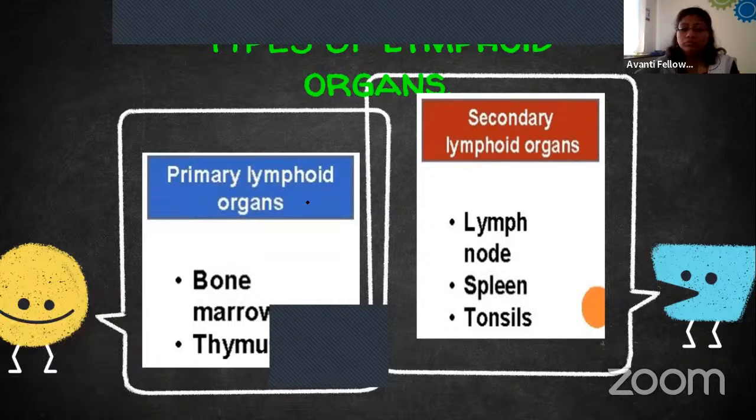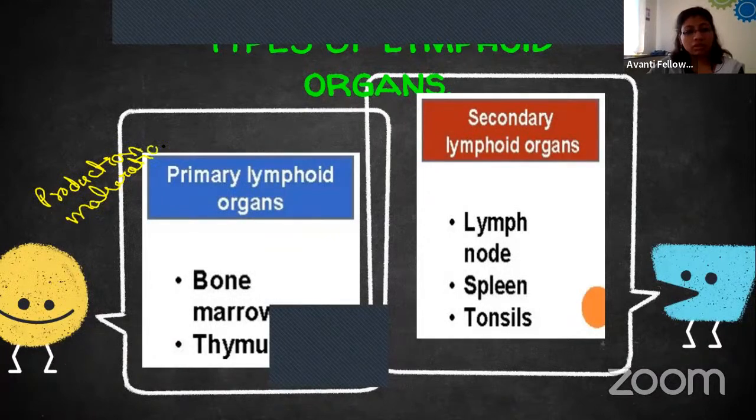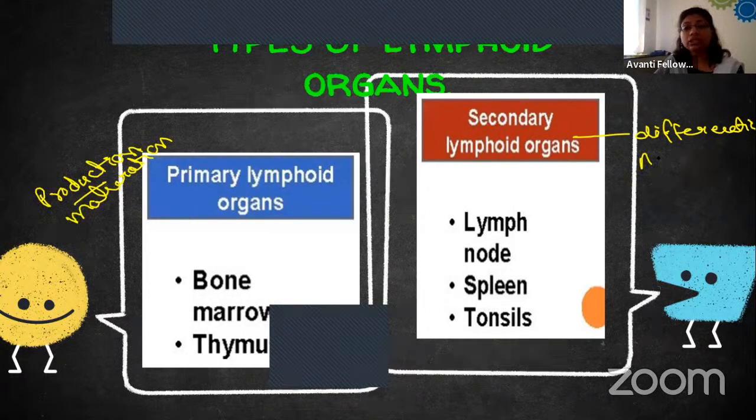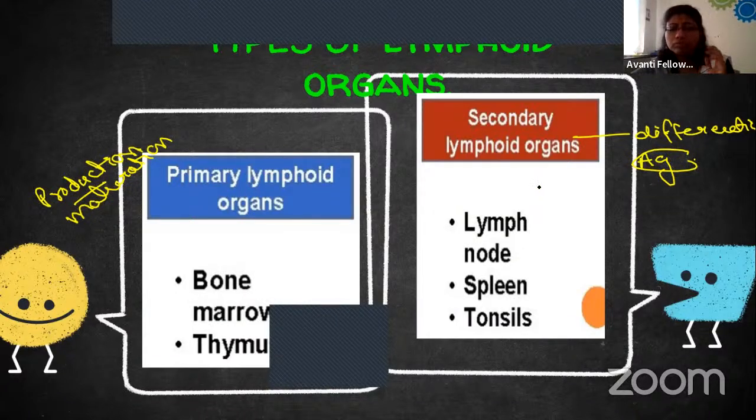is that primary lymphoid organs are responsible for the production and maturation, whereas secondary lymphoid organs are responsible for differentiation depending on the antigen or the foreign element they are going to encounter. In primary lymphoid organs, we are just making our lymphocytes. The primary lymphoid organs are the bone marrow and thymus. Now, let's have a deeper look at these lymphoid organs. So the first is primary lymphoid organs.